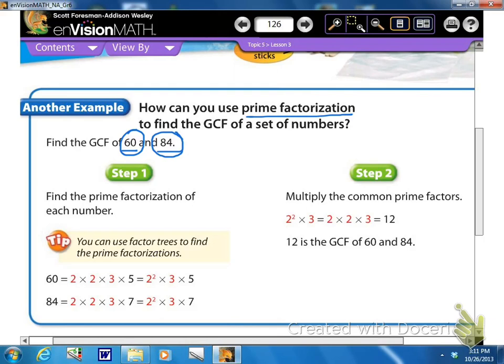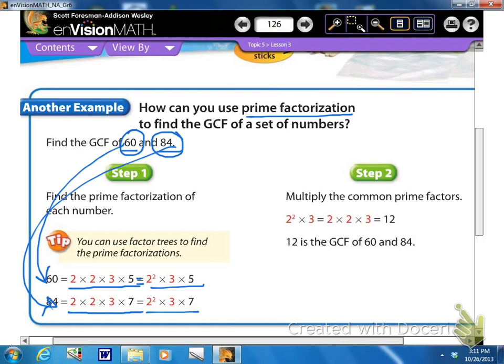So they skipped making the tree and they go right down here for both of these, and they write the prime factorization of 60, which is 2 times 2 times 3 times 5, or they can write it with exponents here. And for 84, it's 2 times 2 times 3 times 7, or with exponents here.